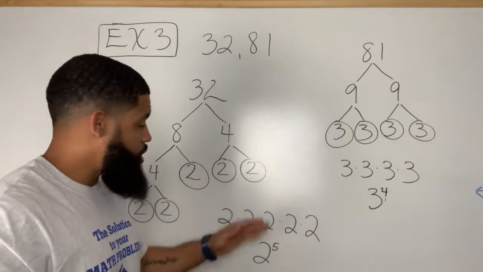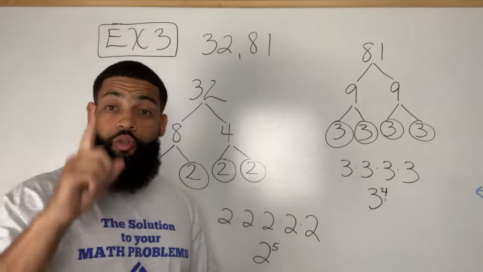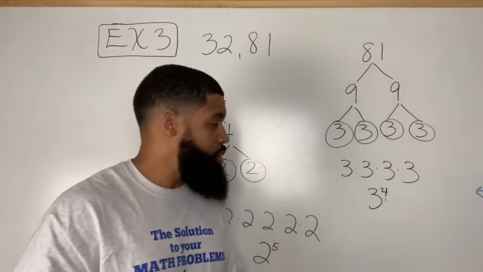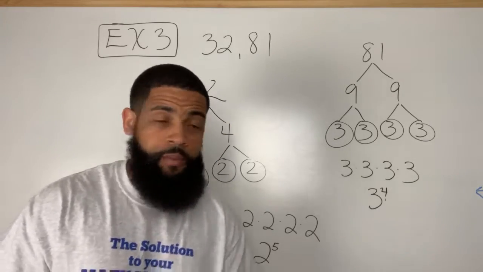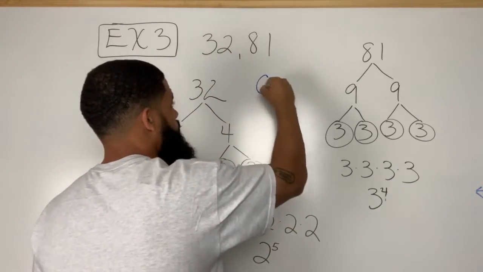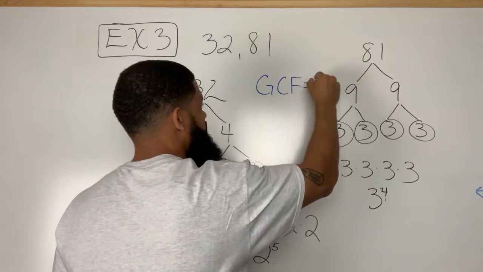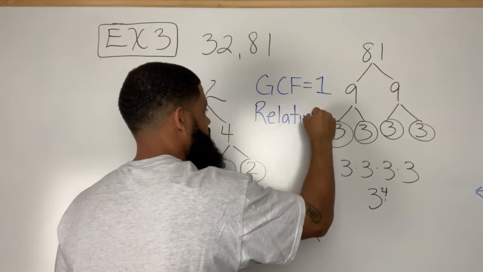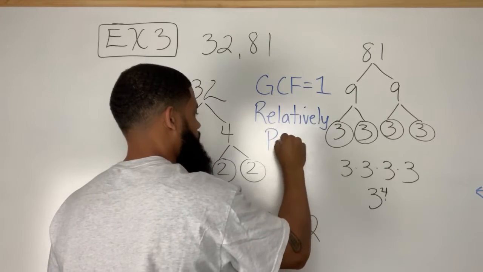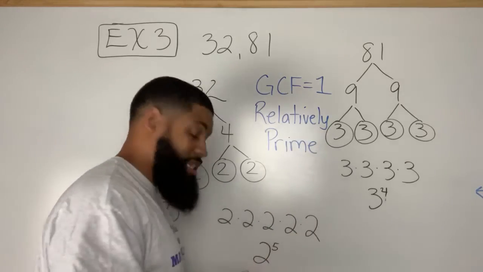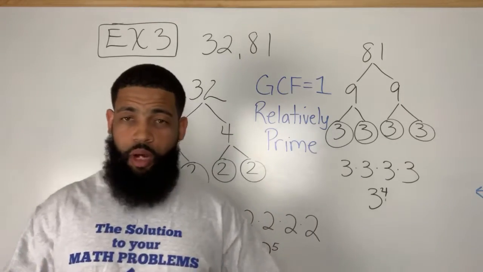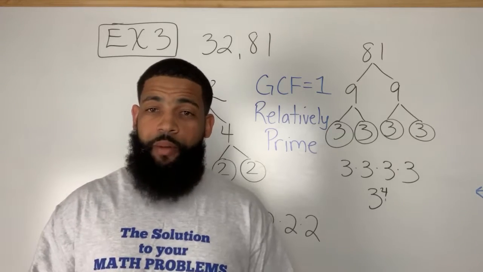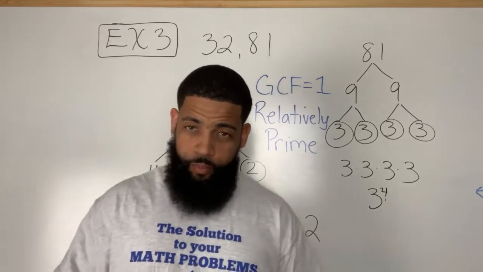Now notice, there are no common factors. So the greatest common factor of these two numbers would be 1. And when you have two numbers that have a greatest common factor of 1, those numbers are relatively prime. So if the GCF equals 1, we call these numbers relatively prime. Okay? And once again, by definition, a group of numbers that are relatively prime have a greatest common factor of 1.